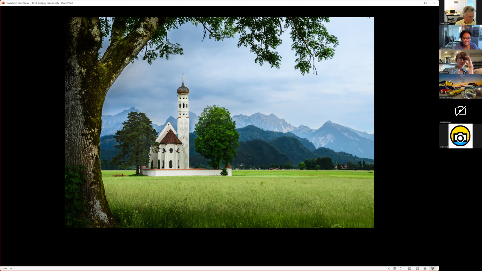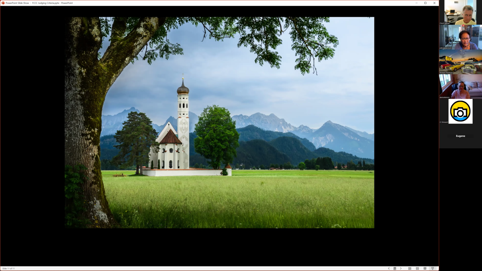The lights aren't too low. On technical excellence, do you see any distractions or anything? I think the elements blend very well. I have a question.